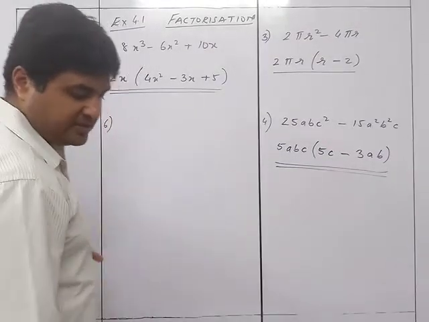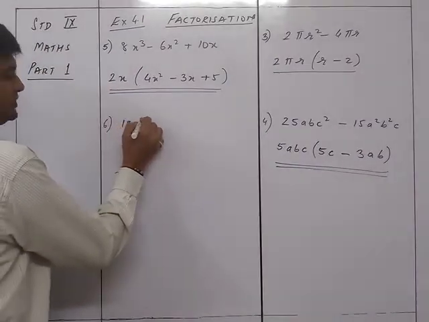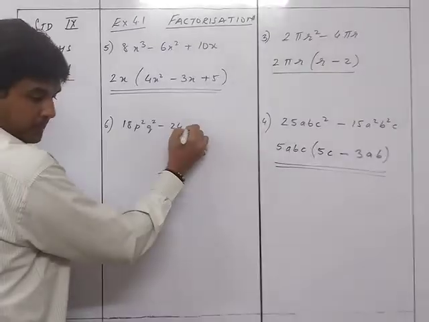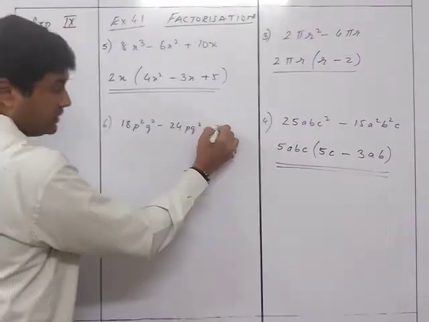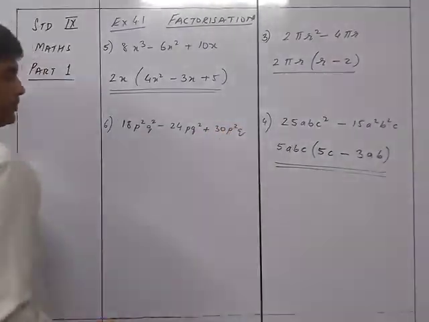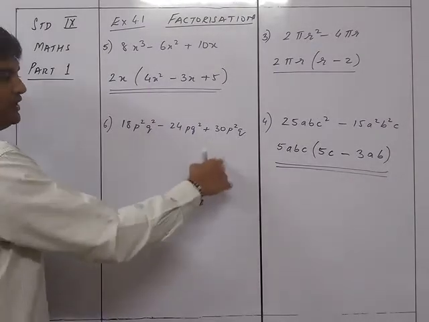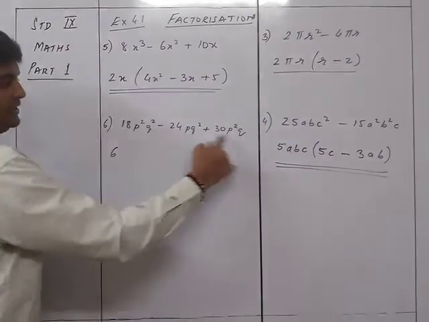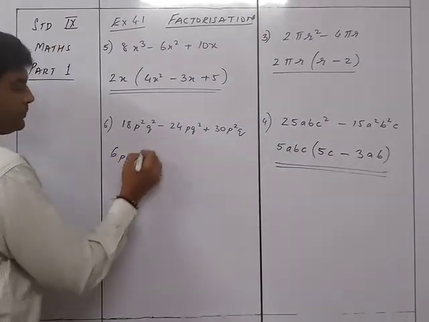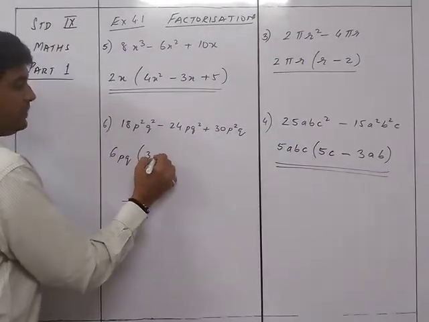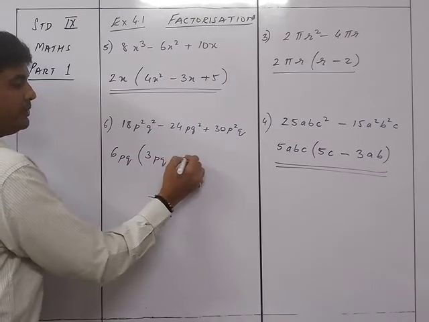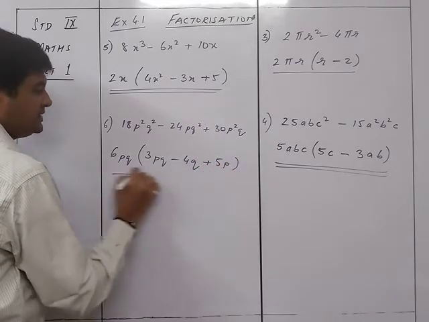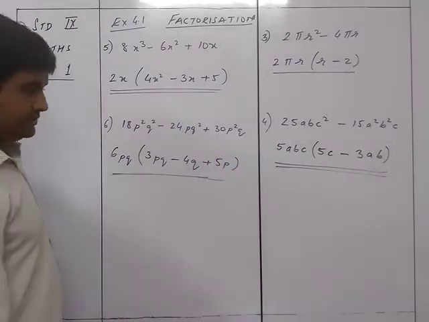Next is question number 6. 18p square q square minus 24pq square plus 30p square q. In the same way you can see 18, 24 and 30 are multiples of 6. p is the least and q is the least, so pq is going to be common. What will remain here will be 3pq, here 4q, and here 5p. So that's the answer for sum number 6.